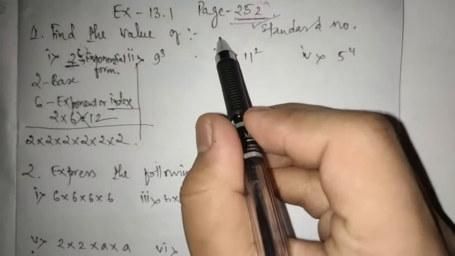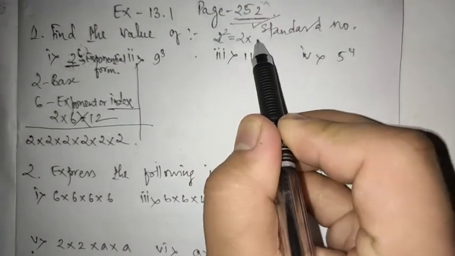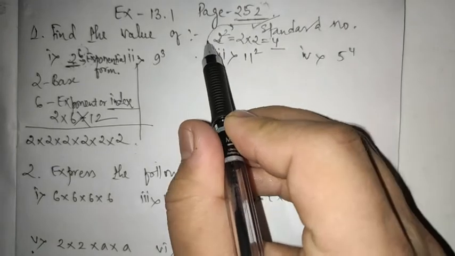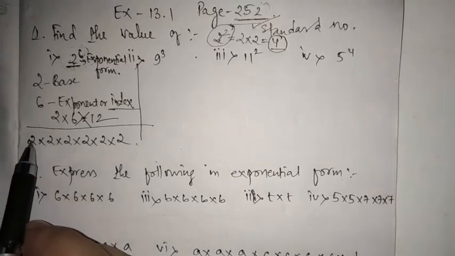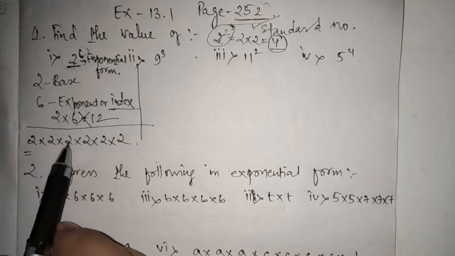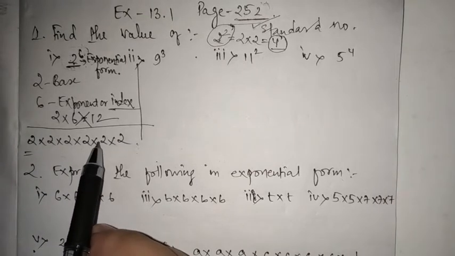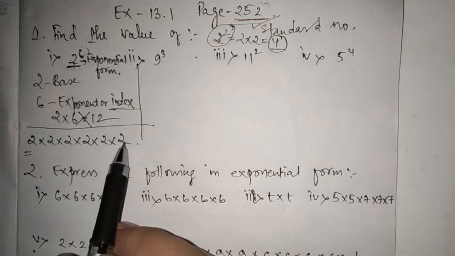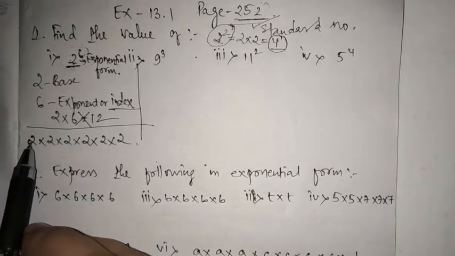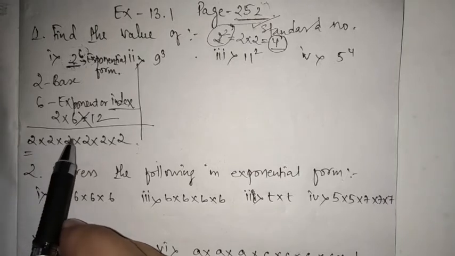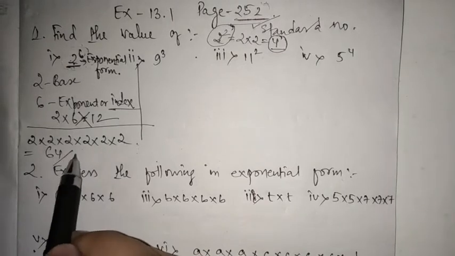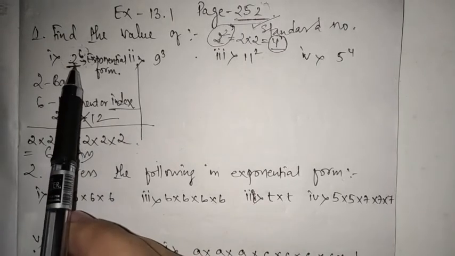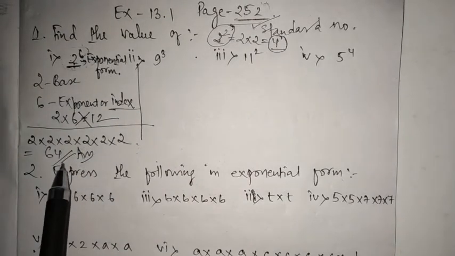Suppose you have 2 square, what is the meaning? 2 into 2, the answer is 4, no? This 2 square is the exponential form and this 4 is the standard form, or the natural whole number. Now just write the value. 2 twos are 4, 4 twos are 8, 8 twos are 16, 16 twos are 32, 32 twos are 64. So your answer for the exponential form of 2 to the power 6 is 64.